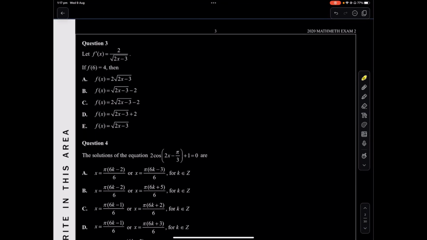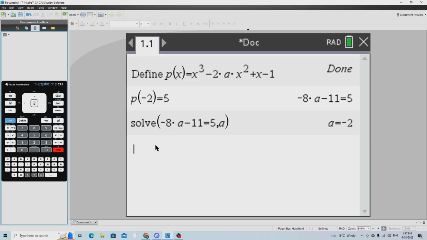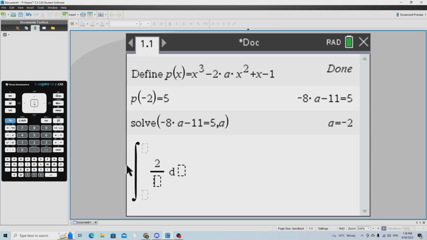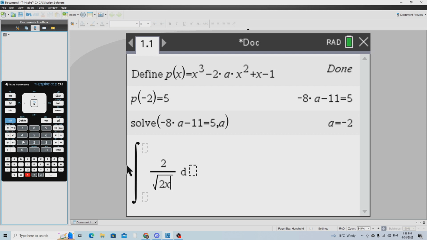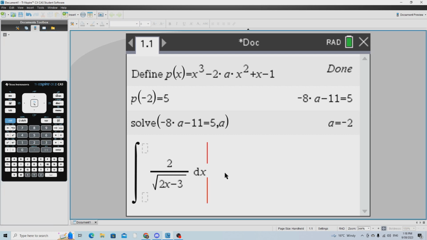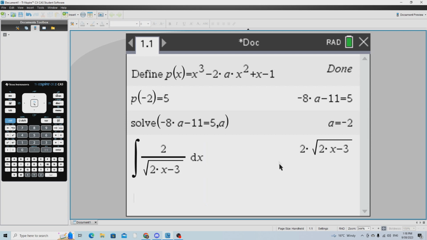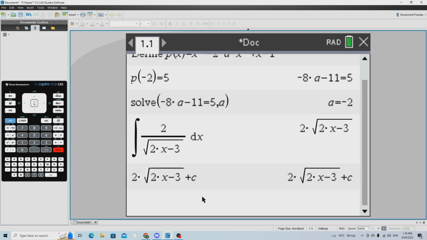All right, let f dash of x be this, then if f of 6 is this, what's f of x? Okay, so find the antiderivative. Use your CAS again. So shift plus, and what we want to do is write the function, 2 square root 2x minus 3 dx plus c. Remember, there will be a plus c. So this over here, we want a plus c here. Put a plus c. Now we get this.